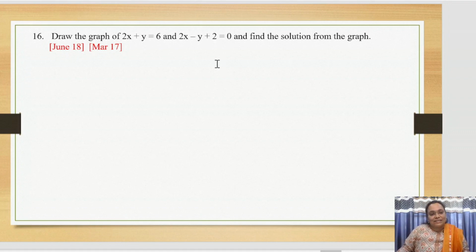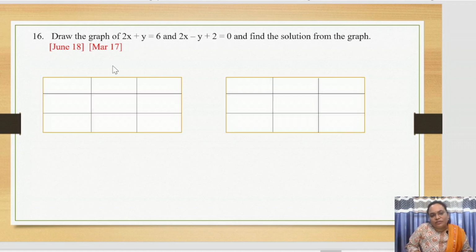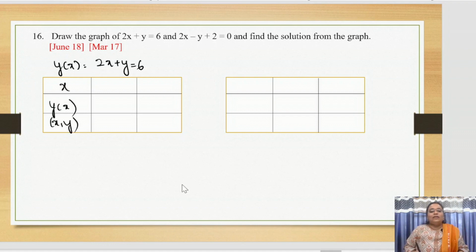So let us see the next question. Draw the graph and find the solutions from the graph. Okay. So let us quickly find the points and draw the graph. So let us take the first equation, which is 2x plus y equals 6 as y of x. Okay. As we all know, we just need 2 points to draw a straight line, and let us find those 2 points.